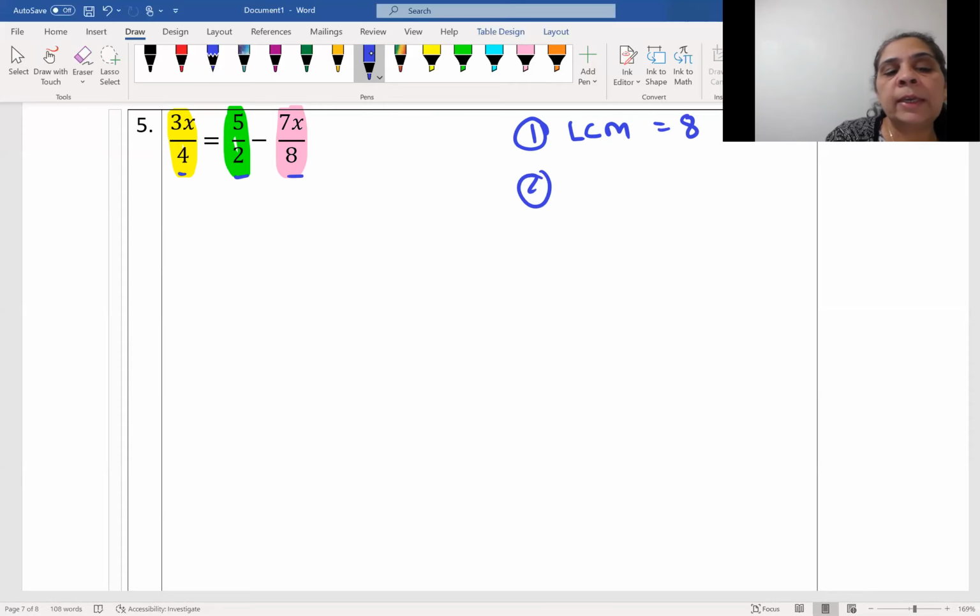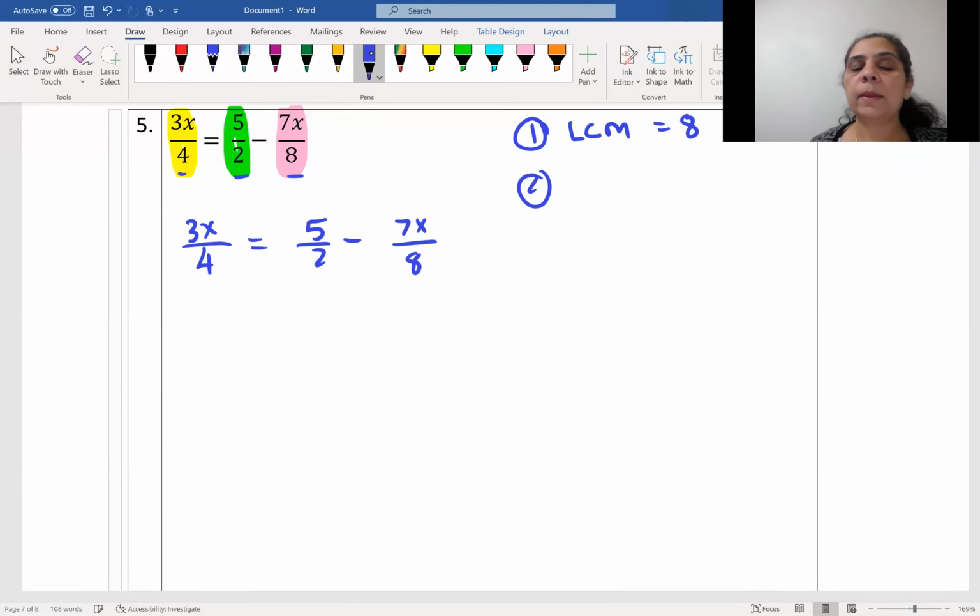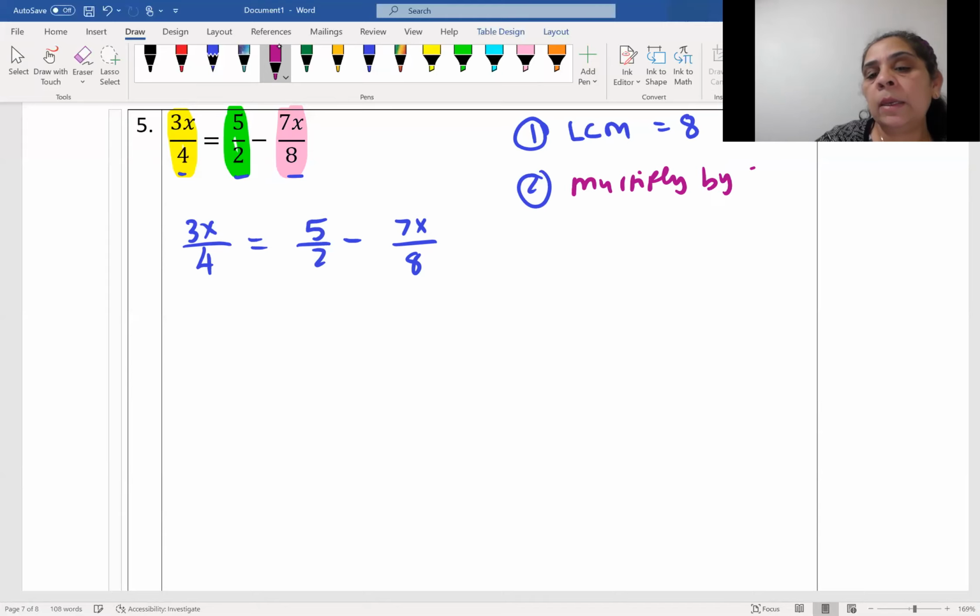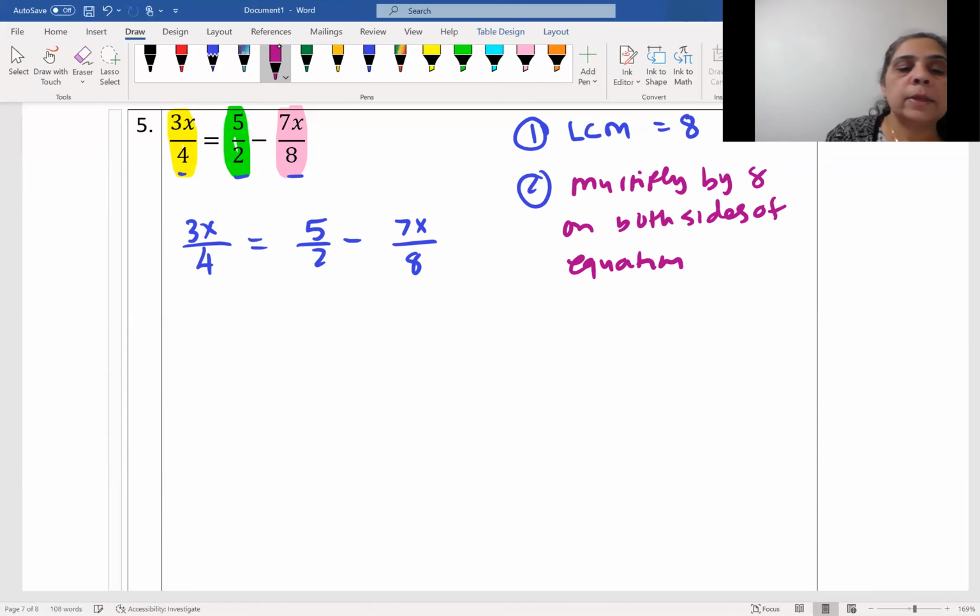So let's say we will rewrite this equation. Keep space in between 2 terms, so we will get enough space to write LCM. Okay. Now what is step 2? You multiply by 8 on both sides of equation. Okay, so we have 8. We'll multiply by 8 and multiply by 8. So we did second step.